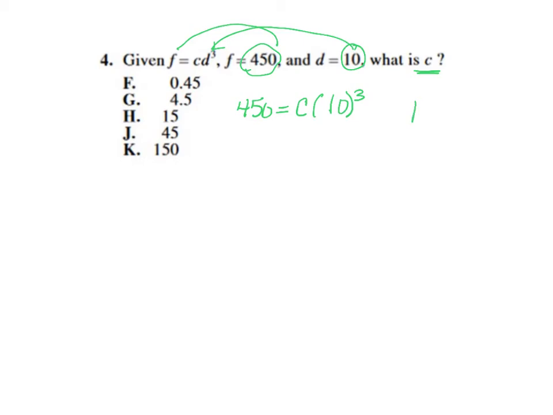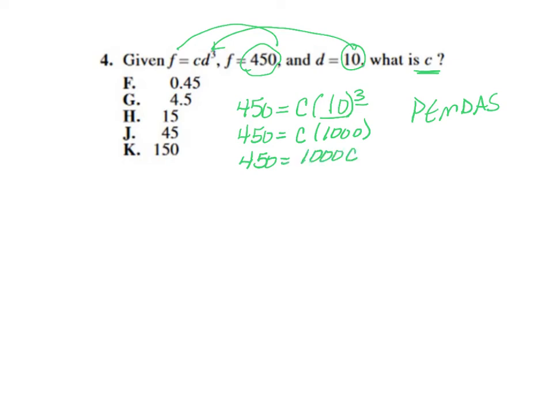Now following order of operations, so PEMDAS, you're going to take 450. We're going to have to take that 10 and cube it, and 10 cubed is going to give me 1,000. So rewriting this in the way that we're used to seeing it, it would be 1,000 C.